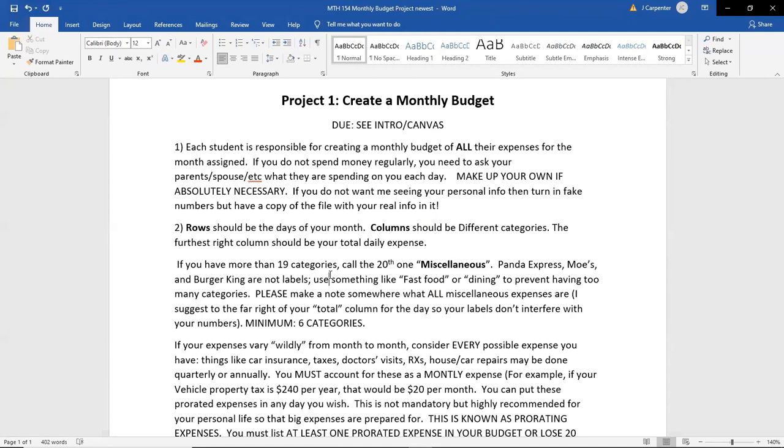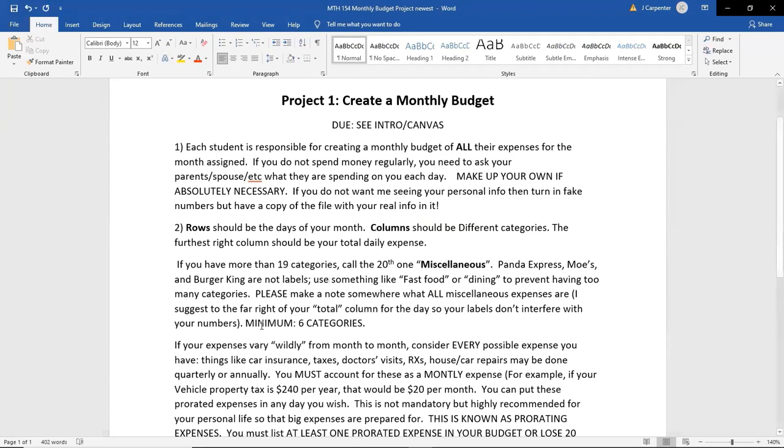everything in there. Whenever you have a miscellaneous expense, if you could, to the right of that total daily expense, you could just make a little memo and say, hey, this miscellaneous expense was for, I don't know, paper clips, or this miscellaneous expense was for a calculator. I don't know. Some of you, I would say probably half of you maybe won't even have this miscellaneous category because you'll only have 10 or 12.